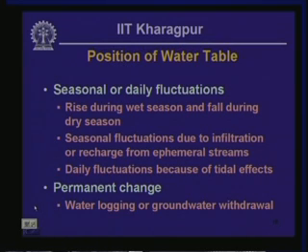Okay. Position of water table can fluctuate seasonally, and it will rise during wet season and it will fall during dry season, and seasonal fluctuations can also be because of infiltration and recharge from temporary streams of groundwater, and there could be daily fluctuations also because of tidal effects, or there could be permanent changes in groundwater table because of waterlogging or because of groundwater withdrawal exceeding the rate of groundwater recharge.